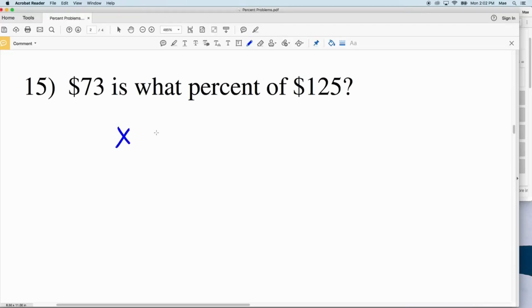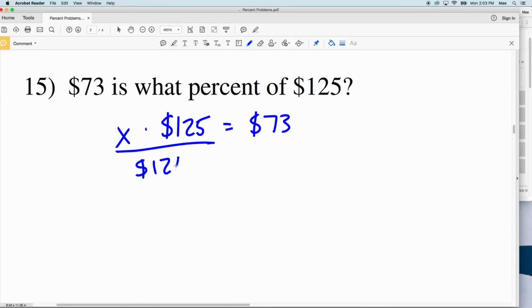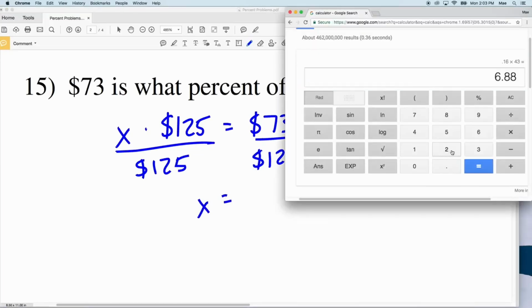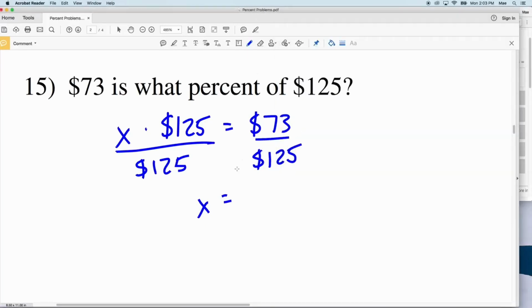So x times $125, because it's asking what percent of that $125 is equal to $73. Then we're just going to divide by 125 once we have the formula set up. So 73 divided by 125 will give us 0.584.